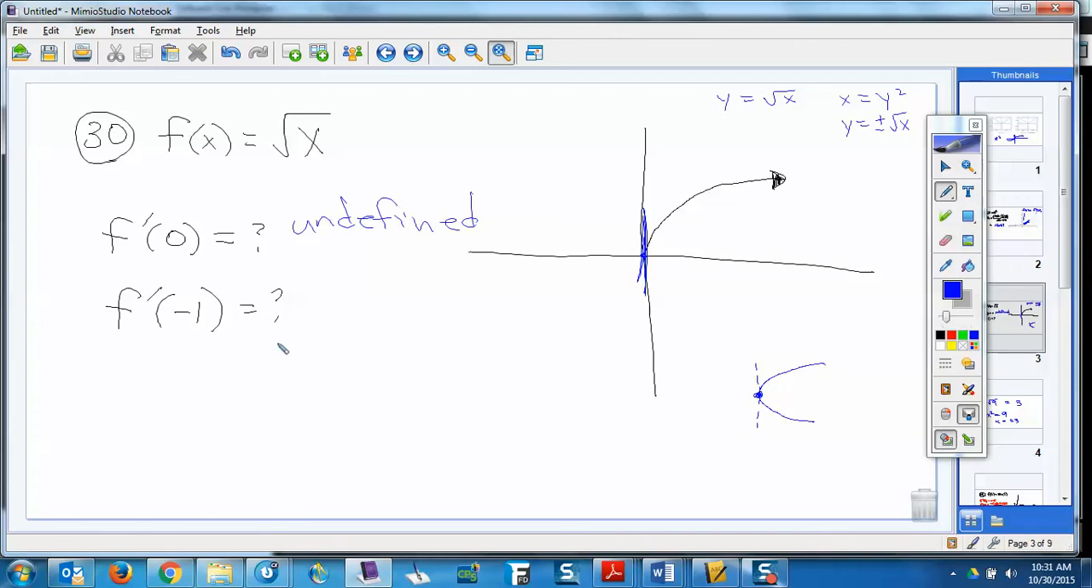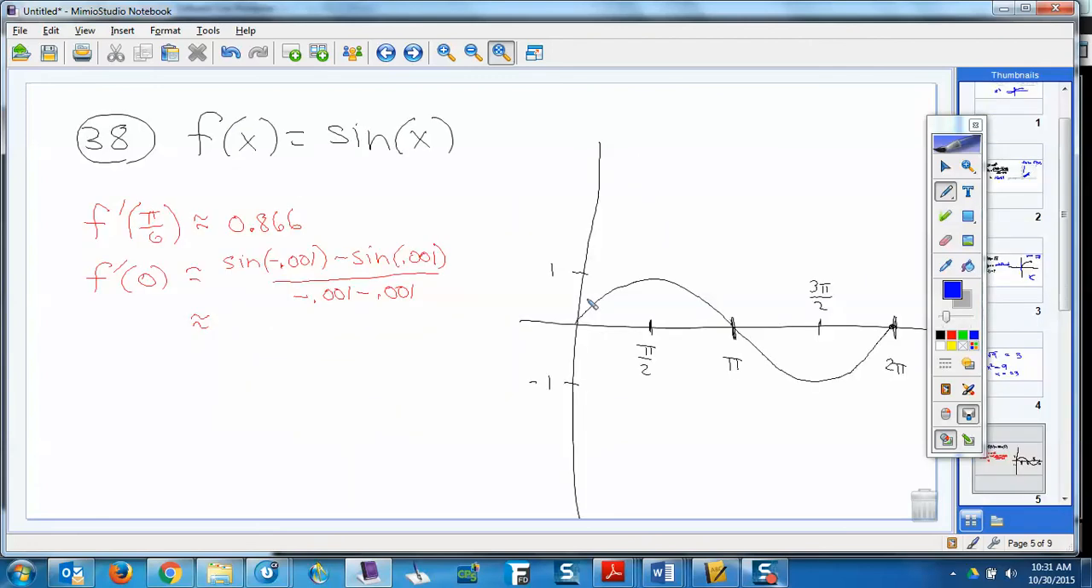Undefined because there's no point. The function is undefined at negative 1. So if there's no point on the function, there can't be a slope at that point, right? It's not in the domain of the square root function, so there can't be a slope there. So I guess that'd be another time the derivative is undefined, if the original function is not defined there. Okay, so a couple of interesting facts about that type of function.